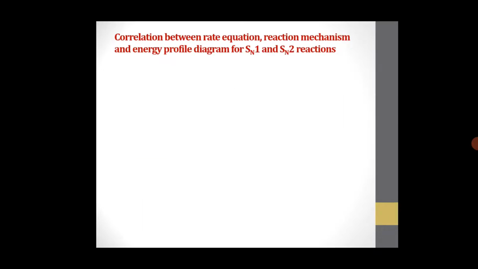Now let's see the correlation between rate constant, reaction mechanism and energy profile diagram for SN1 and SN2 reaction. Are they in the same lines? Let's see. This is the mechanism for SN2 reaction. It goes through a single step and the reaction proceeds, getting converted from the starting material to the product through the formation of an intermediate.